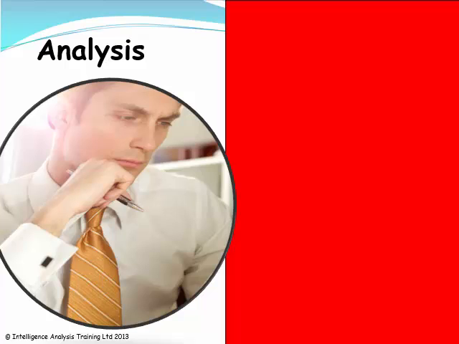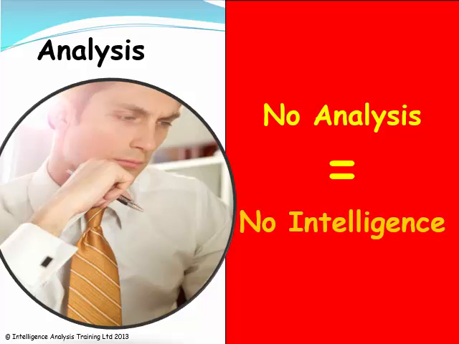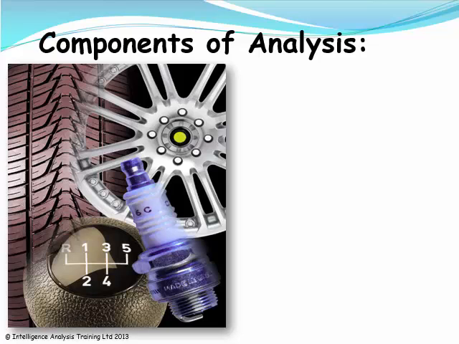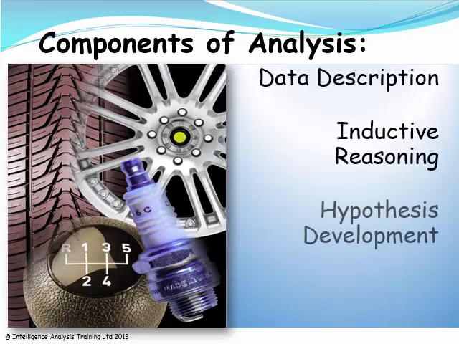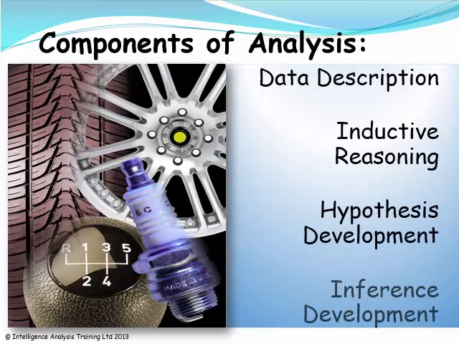Analysis is the focal point of the intelligence cycle and is fundamental in the process of converting raw information into intelligence. No analysis means no intelligence. The components of analysis include the following: data description, inductive reasoning, hypothesis development, and inference development. We will now look at these individually.